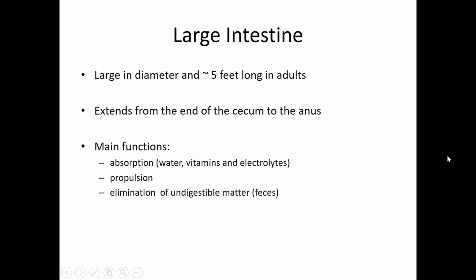Some fun facts about the large intestine. Comparing it to the small intestine, the large intestine is larger in diameter, but shorter in length. It's about 5 feet long in the average adult. It extends from the cecum, the beginning segment of it, to the anus.